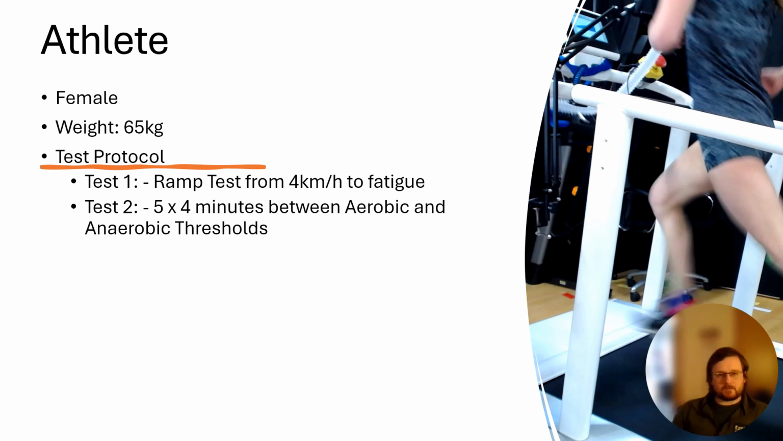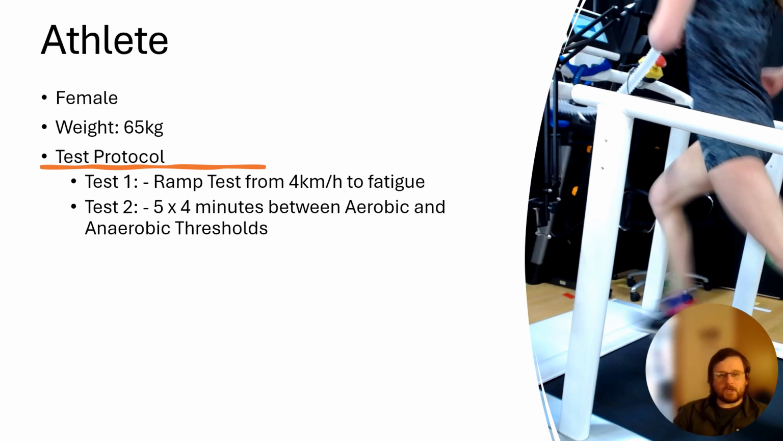We do the second test where we do 5 times 4 minutes between aerobic and anaerobic thresholds. So we're basically testing endurance and sustainable paces. So that's for a runner, a pace they can maintain for quite a long time, up till about their 10k pace. We tend not to go above 10k pace, because we tend to see that they're predominantly using more and more anaerobic systems when you go above that 10k pace. So anaerobic threshold is usually about as fast as you want to go for a test where you're looking at efficiency and economy.